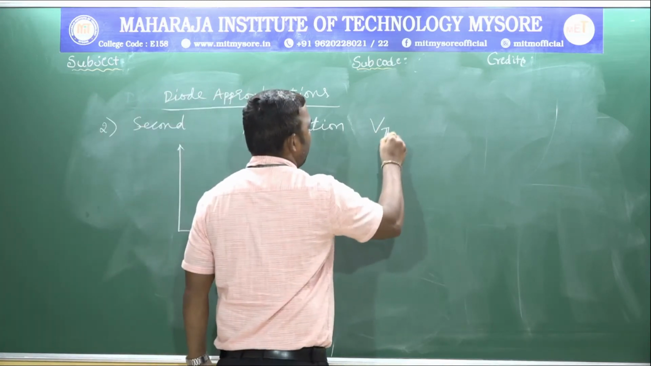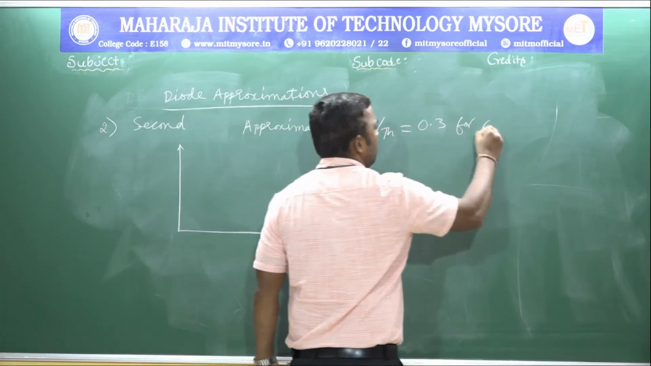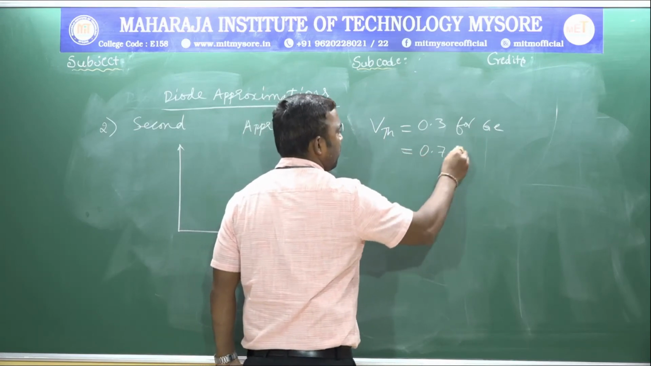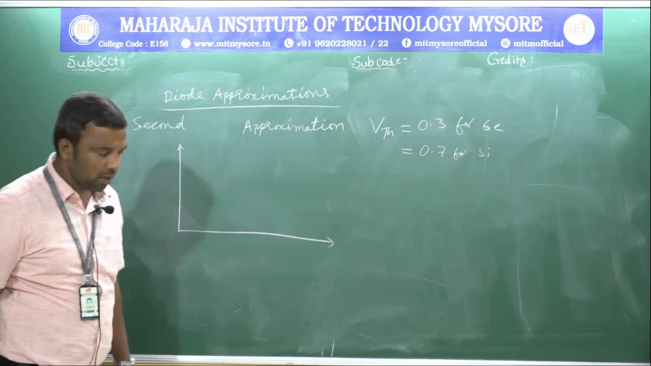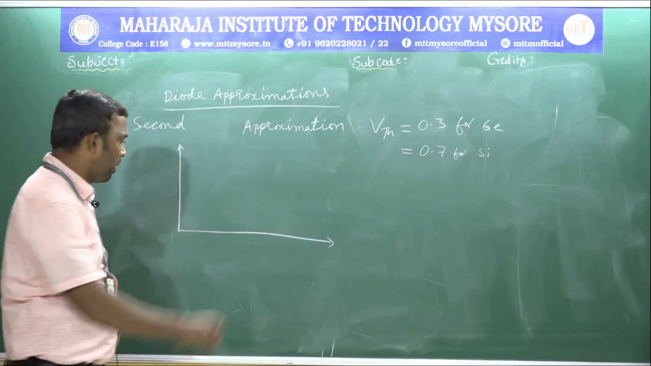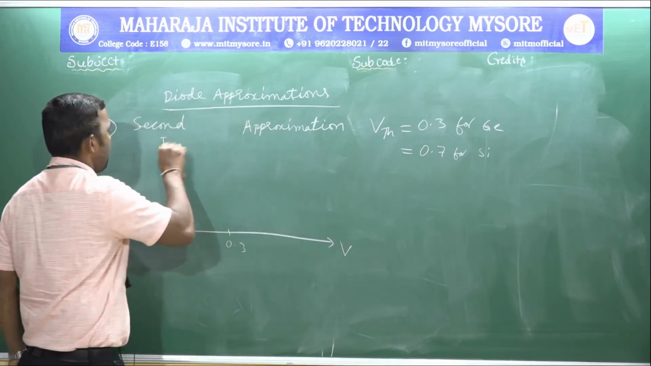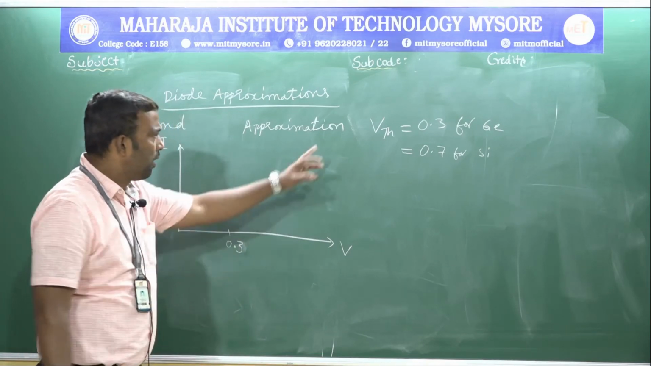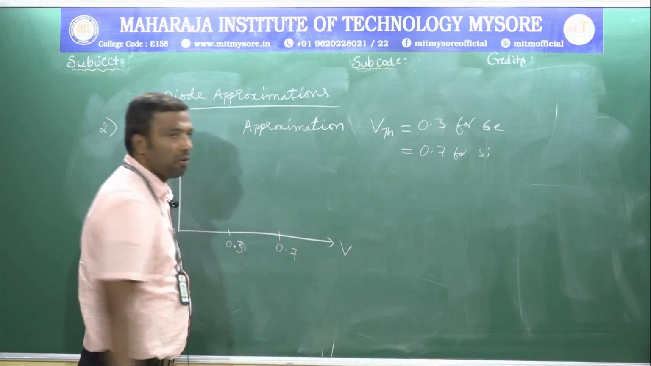The threshold voltage for germanium is 0.3, and the threshold voltage for silicon is 0.7. What is threshold voltage? It is the minimum voltage. Assume this is the voltage axis and this is the current axis. 0.3 threshold voltage for germanium and 0.7 for silicon.